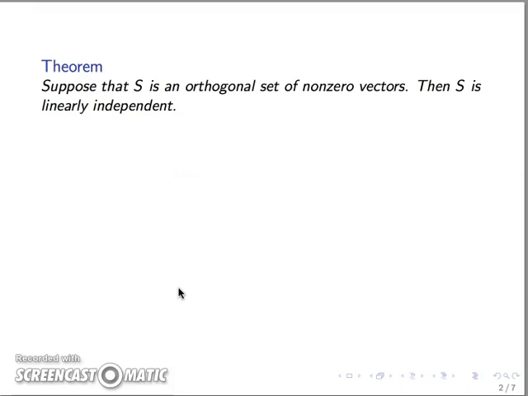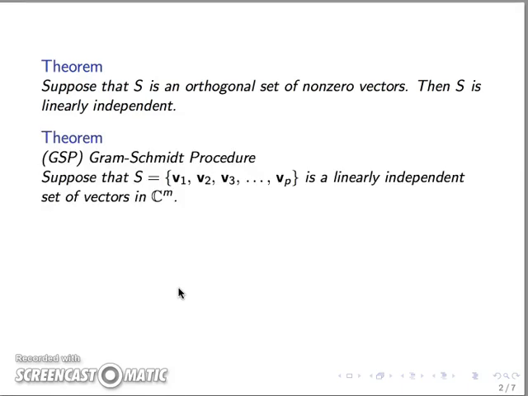This relates well with the Gram-Schmidt procedure, which is a recipe or an algorithm to build a set that is orthogonal. But unlike in the previous theorem, the hypothesis relies on starting from a set that is linearly independent. So here the set assumed to be linearly independent contains vectors v1, v2, v3, v4, v5, all the way through v sub p, and each of those vectors has length m.